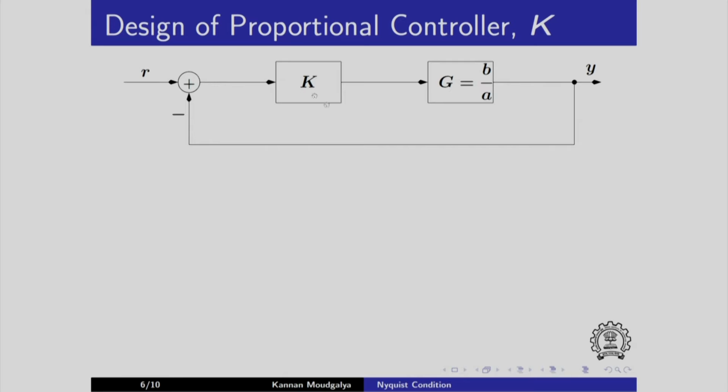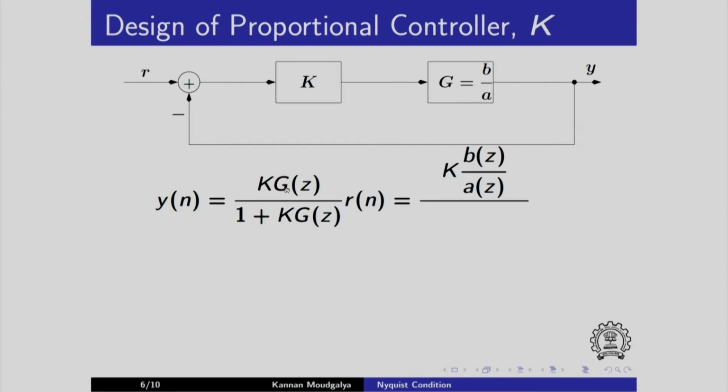Suppose we have a proportional controller along with our plant G. G is given as B over A. B is the numerator polynomial, A is the denominator polynomial. So the closed loop relationship between Y and R is given here. KG over 1 plus KG is the transfer function. If I substitute for G, it becomes B by A here, and I have 1 plus K times B by A. This is the closed loop transfer function times R.